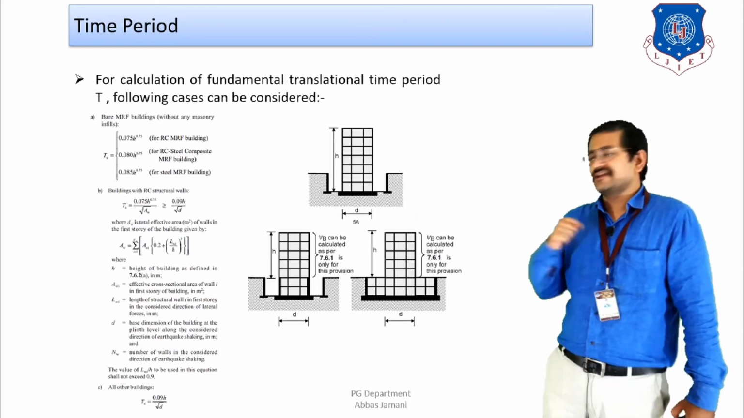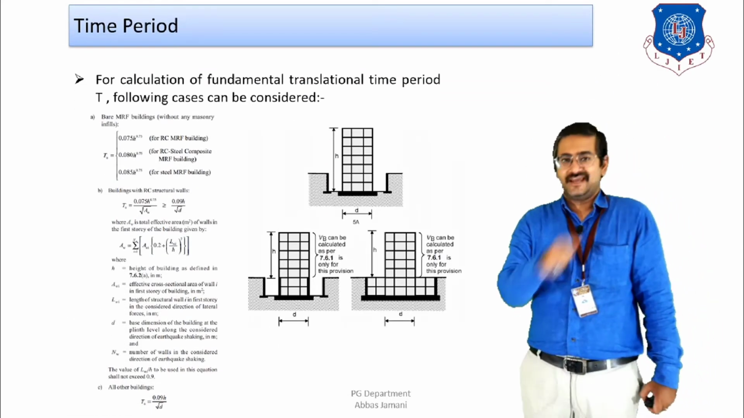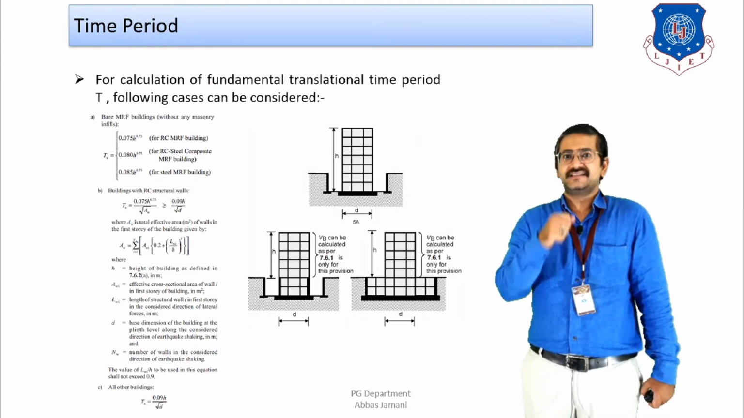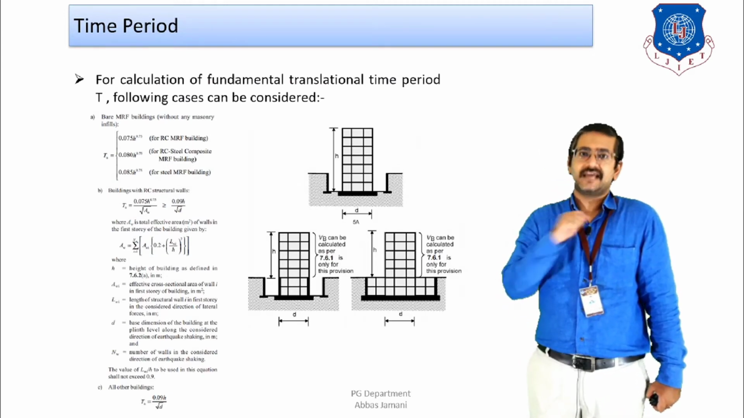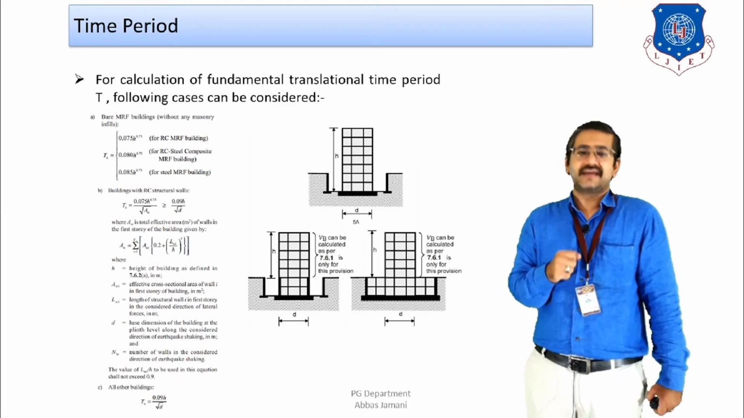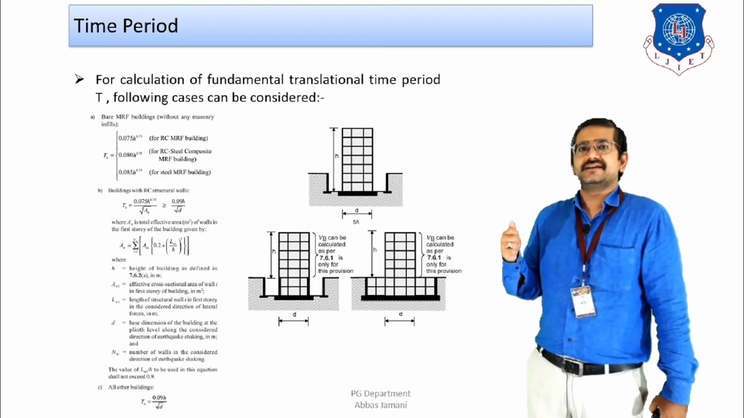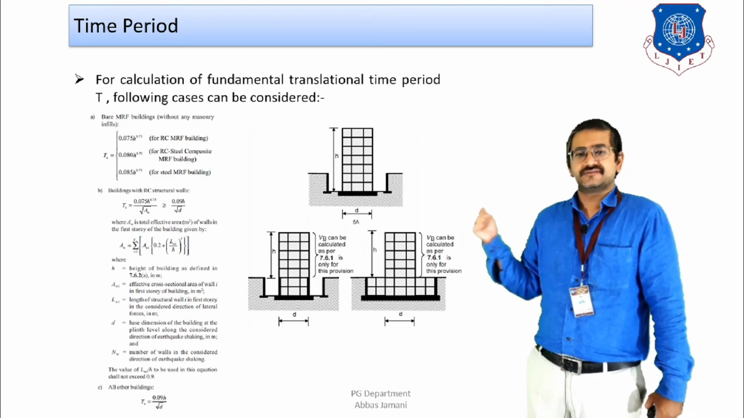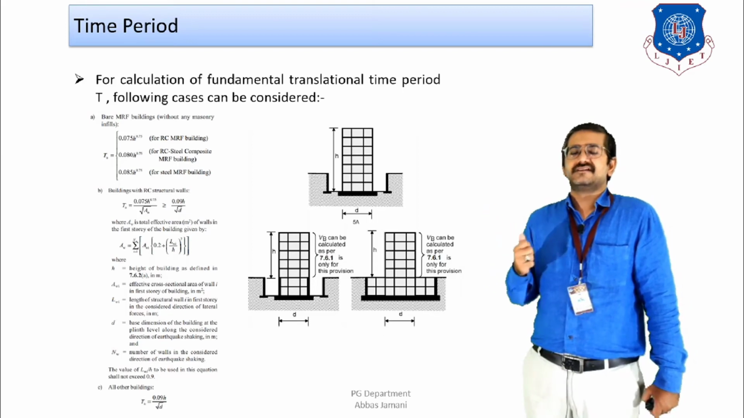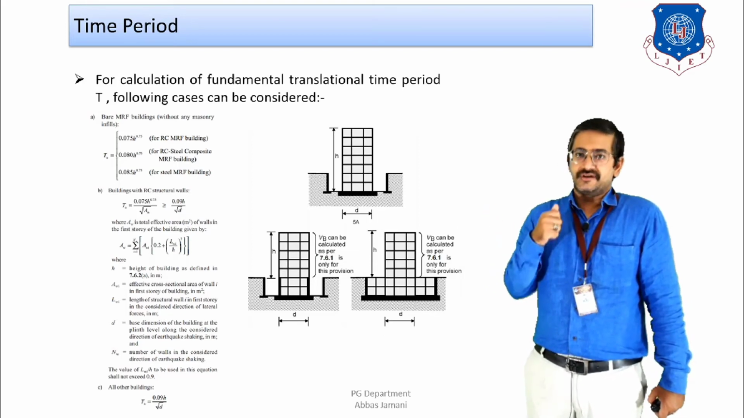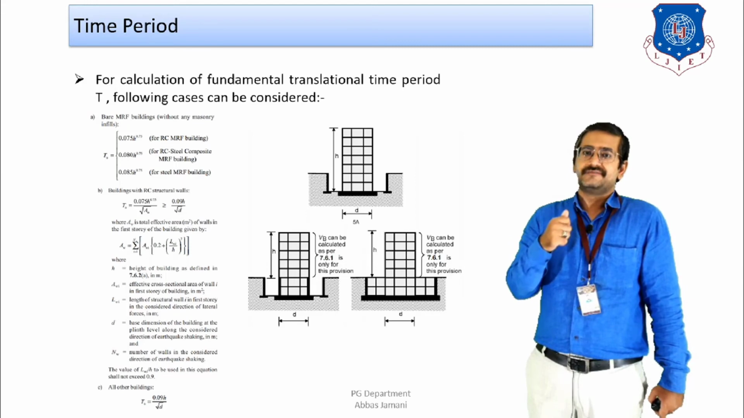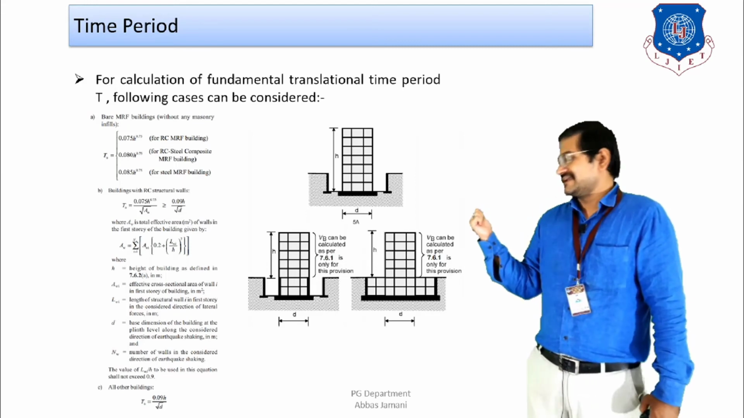Lastly, before we conclude today's lecture, we look at the value of time period also, because in case of Sa by g, we have seen that it is dependent on the time period. So how to calculate the time period? IS code 1893:2016 discusses a couple of cases based on which you need to calculate or decide the value of time period. For example, it is giving you three cases.